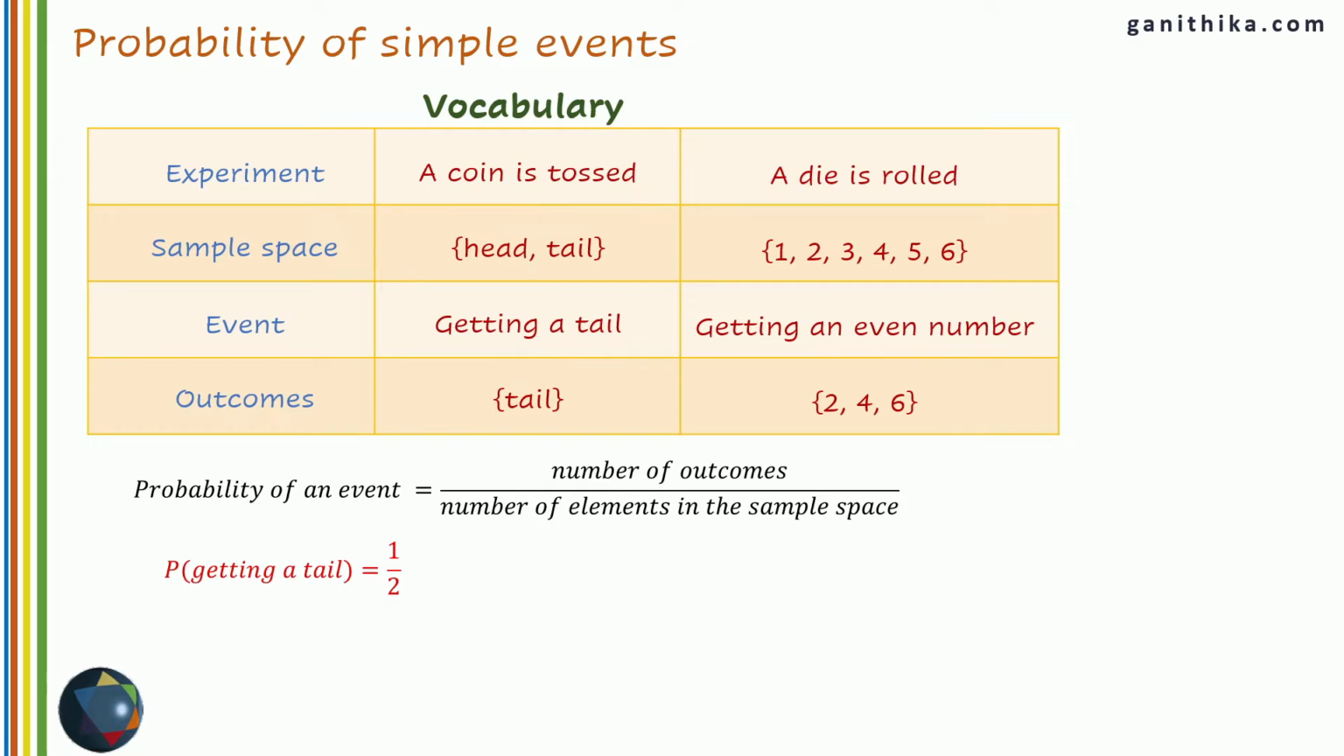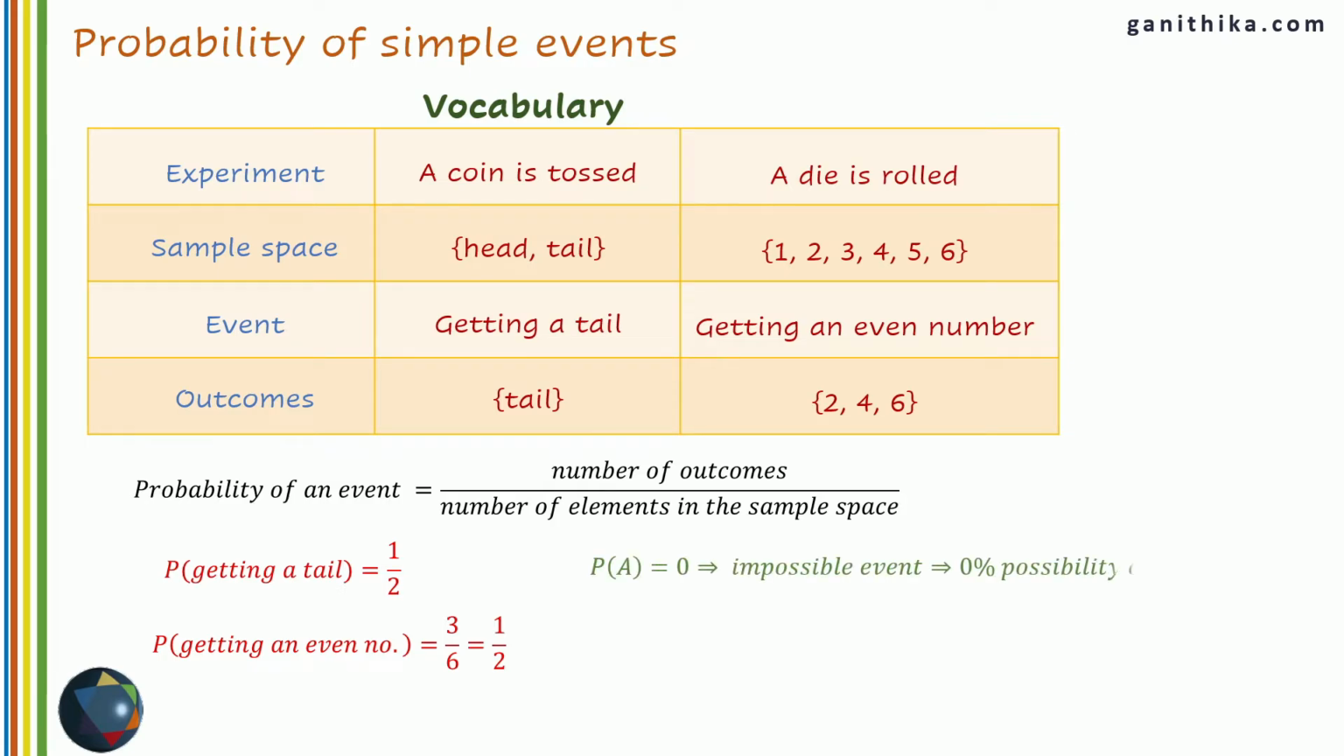Whereas when you roll a die, what is the probability of getting an even number? This will be 3 over 6 because there are 3 outcomes for the event and there are 6 outcomes in the sample space. 3 over 6 gives you half as the probability of getting an even number when you roll a die. You need to note 2 important points here.